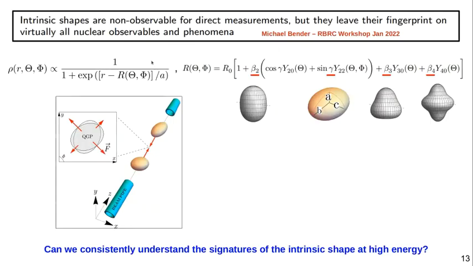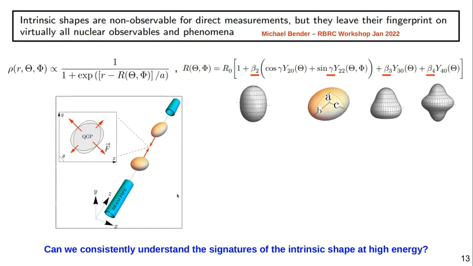And so while these intrinsic shapes are not something you can directly observe, they are everywhere in nuclear phenomenology, and so it makes sense that they show up as well at high energy. The way you implement that is to modify your Woods-Saxon profile with something which is deformed. This is the most standard, I would say, expansion.